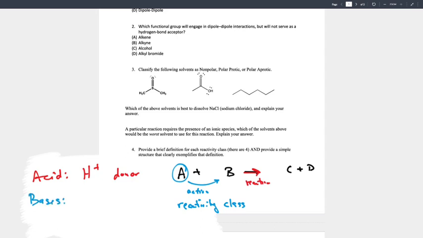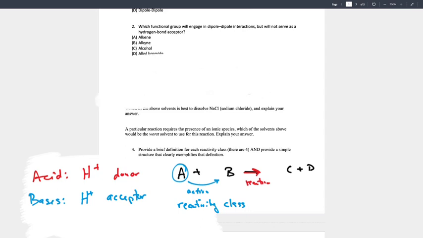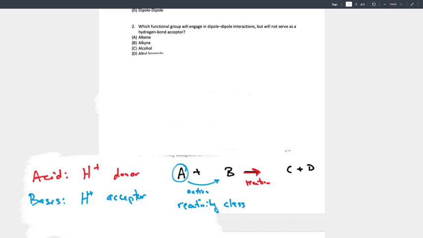Bases. What's the definition of a base? It's our hydrogen ion acceptor. Okay? And what we'll encounter is that base definition is tricky, because if I just draw a structure, how do I know it is accepting hydrogens? Said another way, if I draw OH minus, and I do a chemical reaction with OH minus, is that a base?